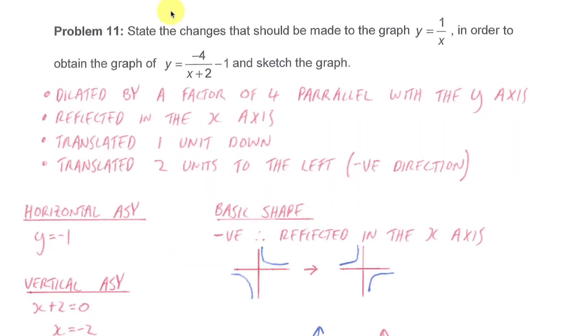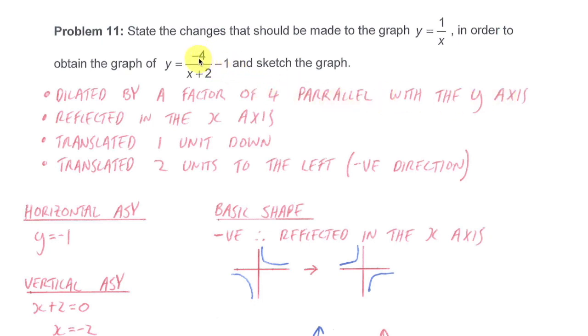All right, question 11. State the changes that should be made to the graph y equals 1 on x in order to obtain the graph y equaling negative 4 over x plus 2, take away 1, and sketch the graph. Now earlier I said I need to do this in terms of dilations, reflections, and translations. We are dilated by a factor of 4 parallel with the y-axis. So we ignore the sign, we just take the size of what's at the top here, and that's 4. We say it's parallel with the y-axis because every y value has been multiplied by 4. That's the effect of that dilation factor of 4.